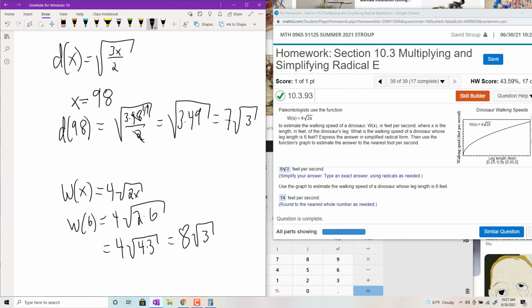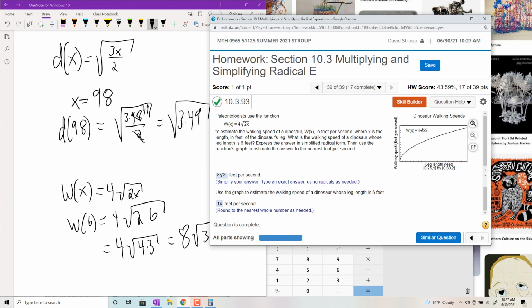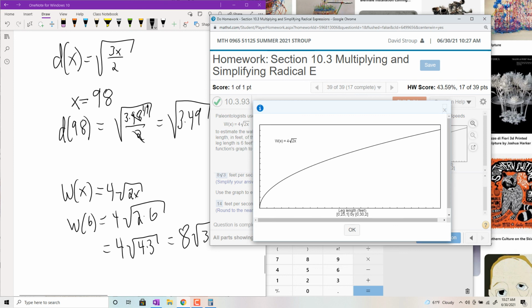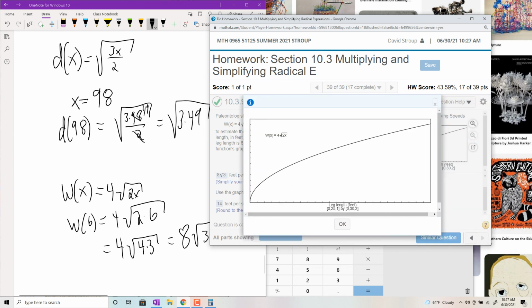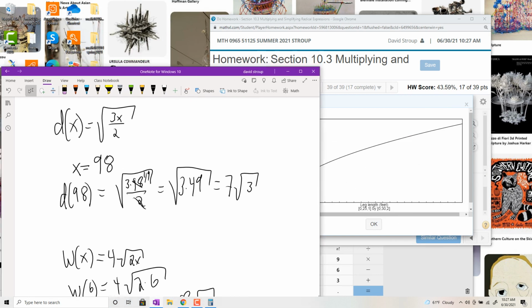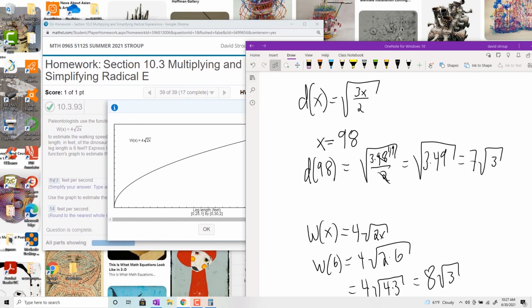Yeah, they want radicals. And then this is the weird part where they want you to estimate the walking speed using the graph. So I advise you to kind of pop it out like that. And then be careful because the y-axis is in 2's, not 1's. So I made that mistake already. I need to go to what, 6 to do the same thing. So I'm going to kind of move this over here and move this over here.